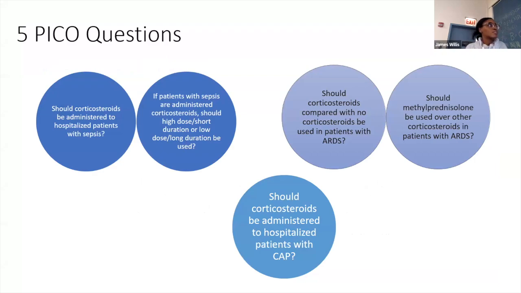The first 2 were related specifically to sepsis, most basic one being, should corticosteroids be administered to hospitalized patients with sepsis? And then kind of the follow-up question, if we're going to administer corticosteroids, should they be high dose and short duration or kind of low dose and long duration? Then it asks similar questions about ARDS, corticosteroids versus no corticosteroids. And then they wanted to compare methylprednisolone to other corticosteroids in patients with ARDS. And then lastly, they asked the same question regarding CAP. Should we do corticosteroids with patients with CAP?